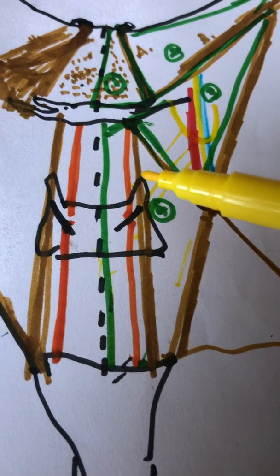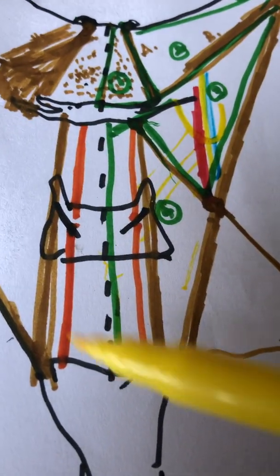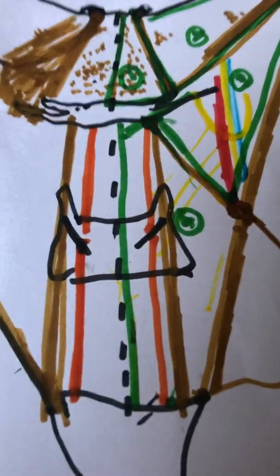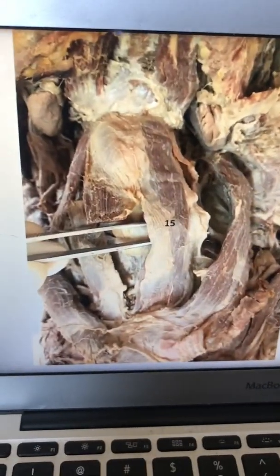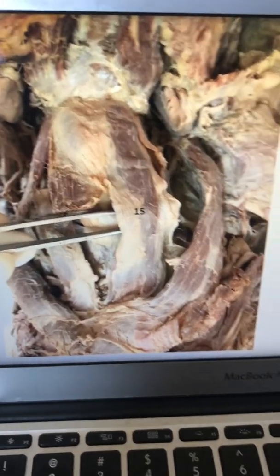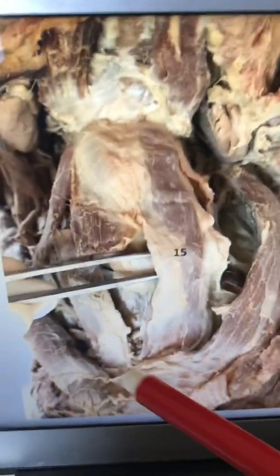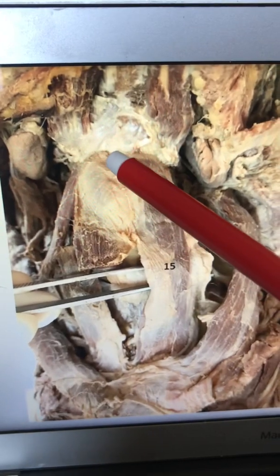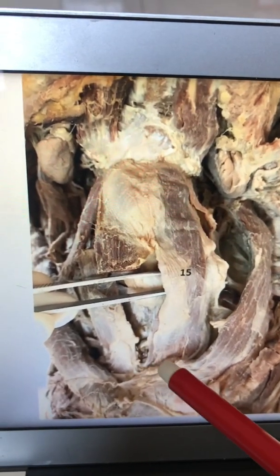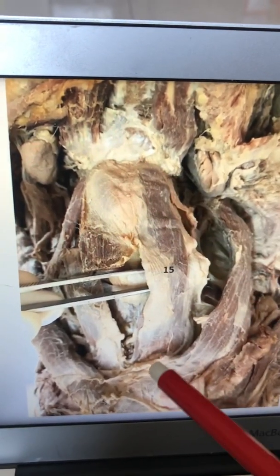Okay, so that and all we'll be reading later. So up to this you should know the triangle properly. Now we'll move on to the specimen. So this is our specimen related to that. Okay, number 1, you can see clearly this is the sternum, this is a hyoid bone. Okay, and then sternum to hyoid bone, number 15 is which muscle?